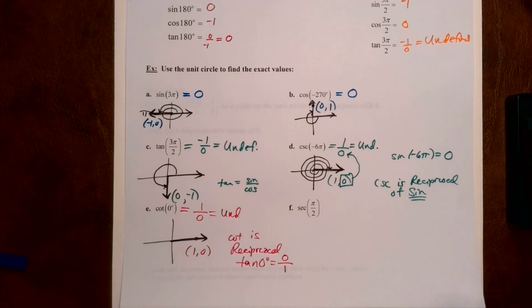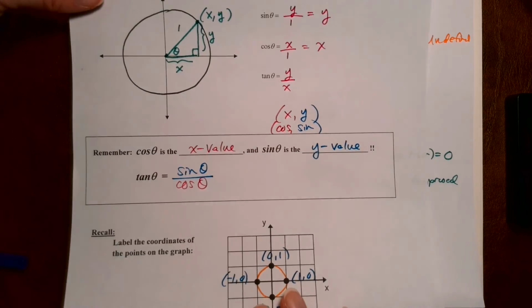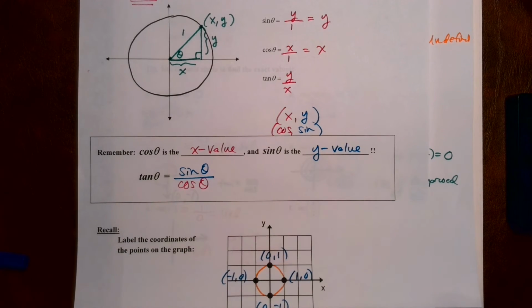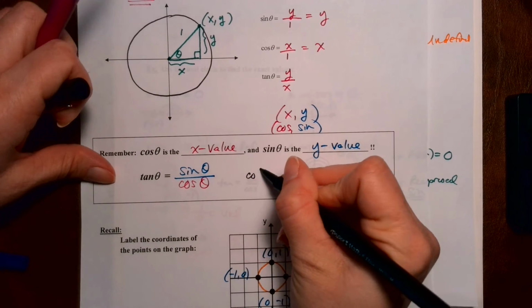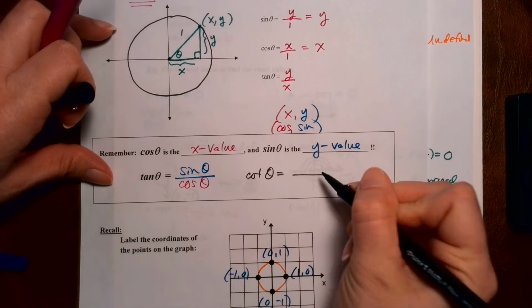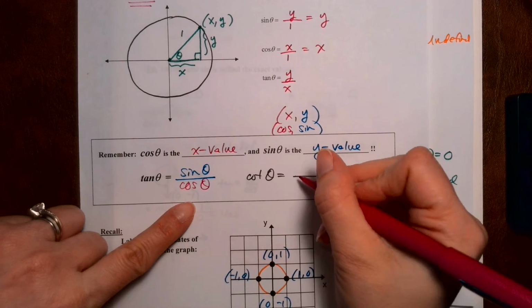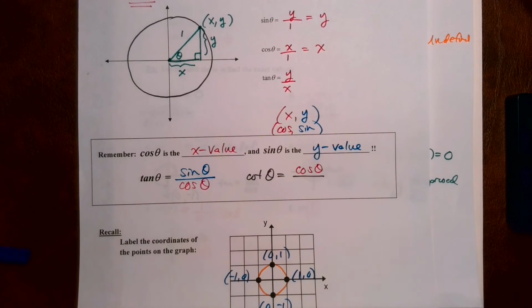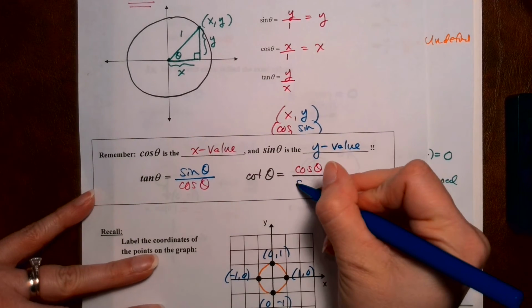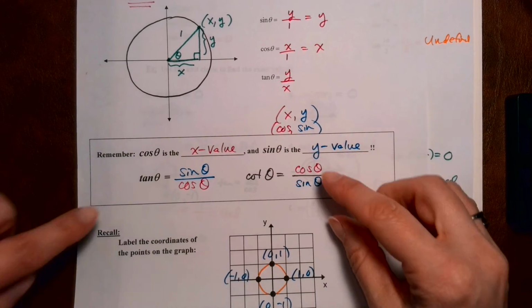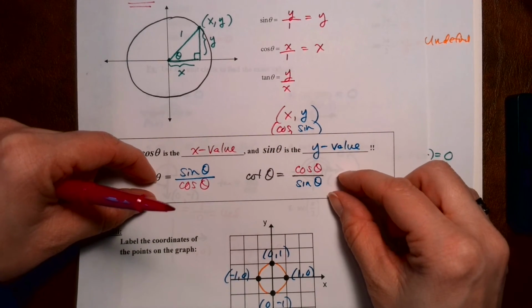Let's go back to our page 1 notes. Okay, so if tangent is sine over cosine, let's add one right here. Cotangent would be the reciprocal of this, so it would be cosine over sine. If you can remember that it's the reciprocal, that would make this a lot easier.